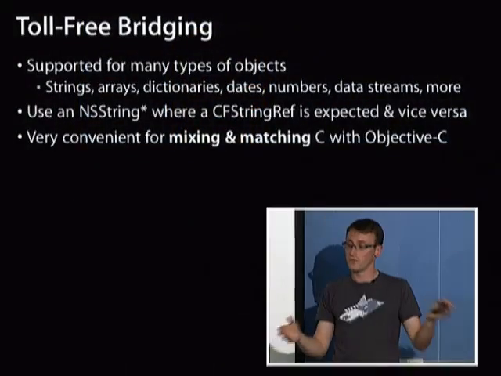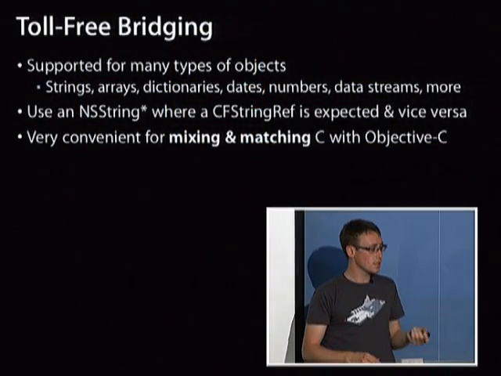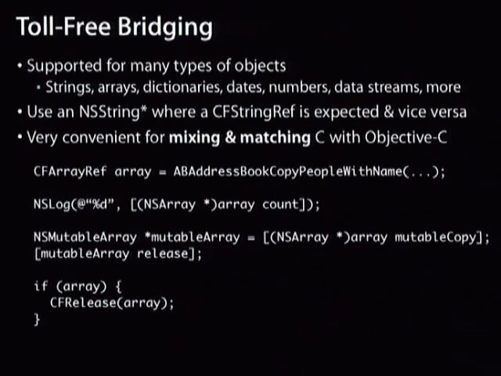What that means is that you can essentially use one for the other. So when you get a CF string or CF array, for example, this API from Address Book that we'll talk about later will return you a CFArrayRef. You can actually use that as you would use any NSArray. One thing that's important to note is that a CFArrayRef is an opaque type, and that's equivalent to NSArray star.